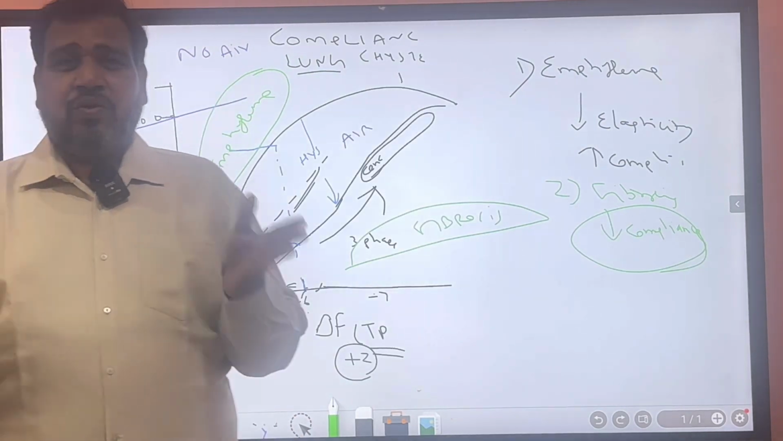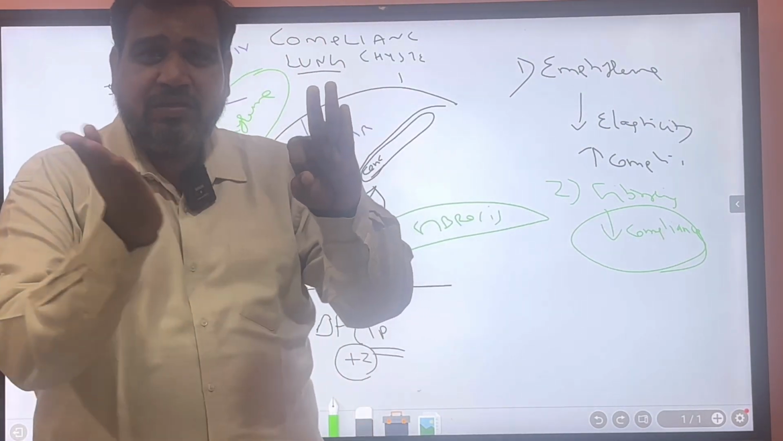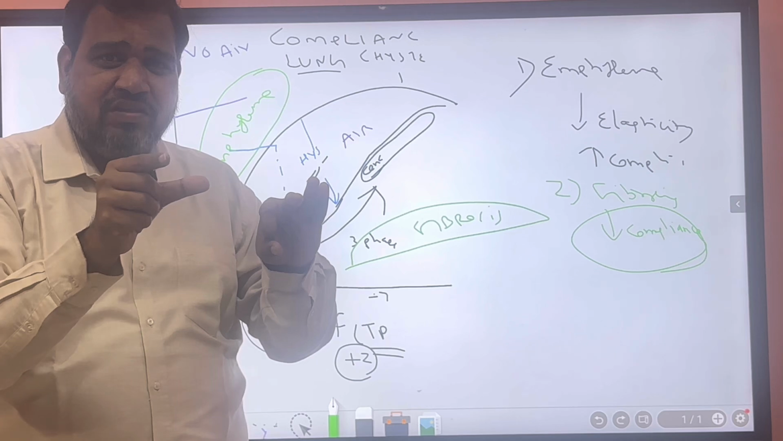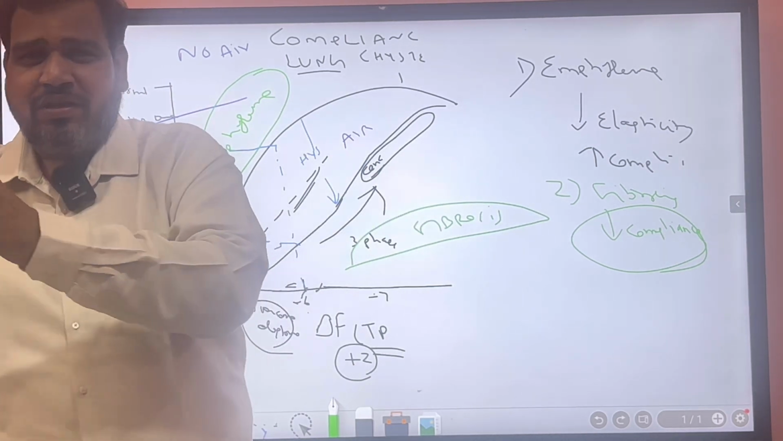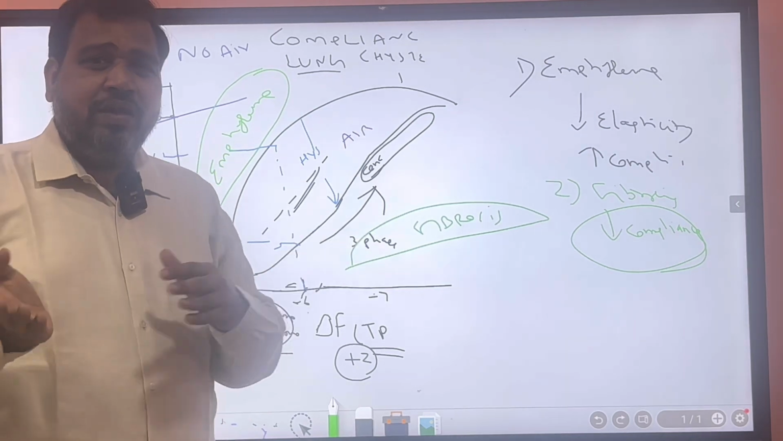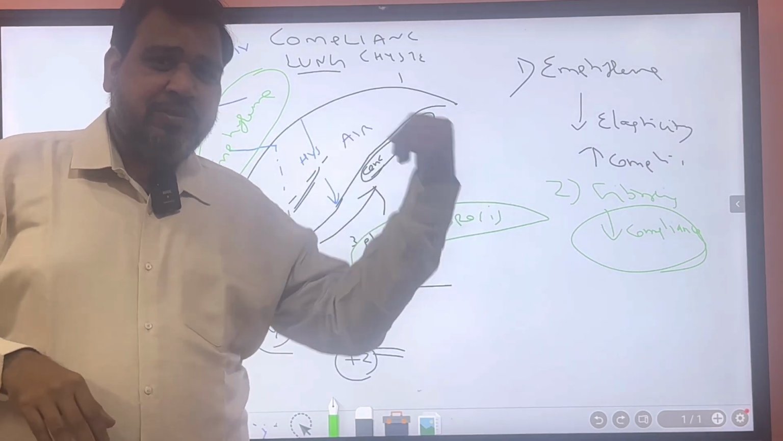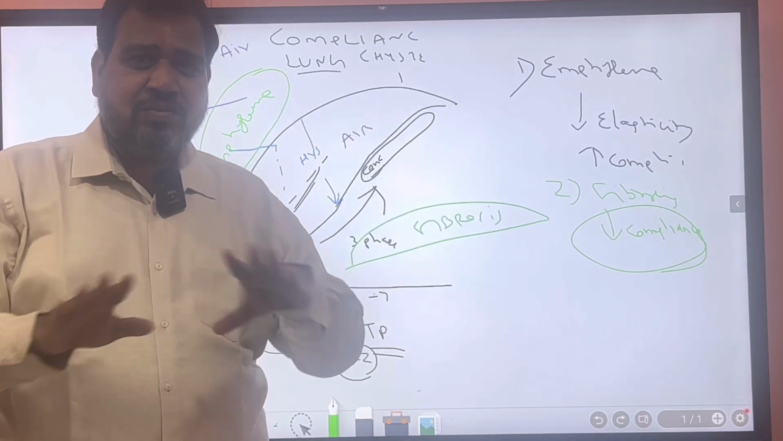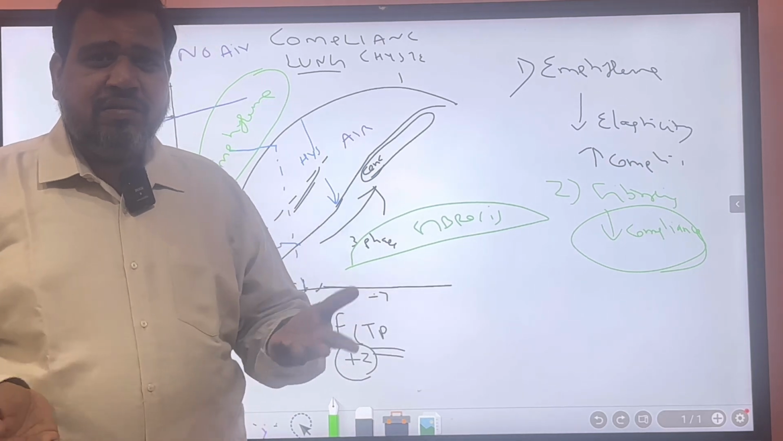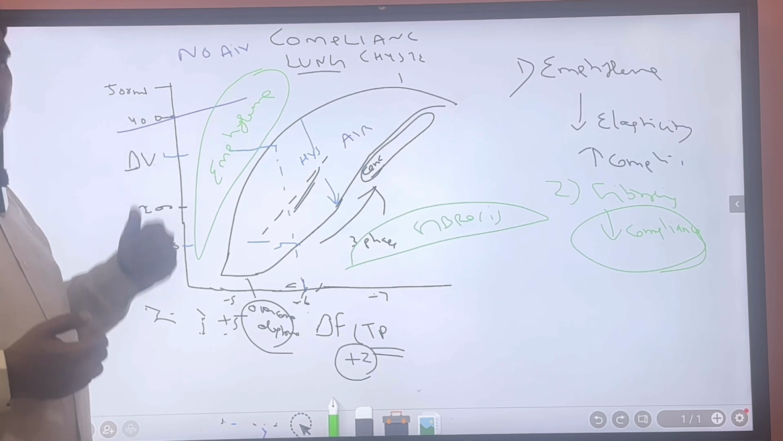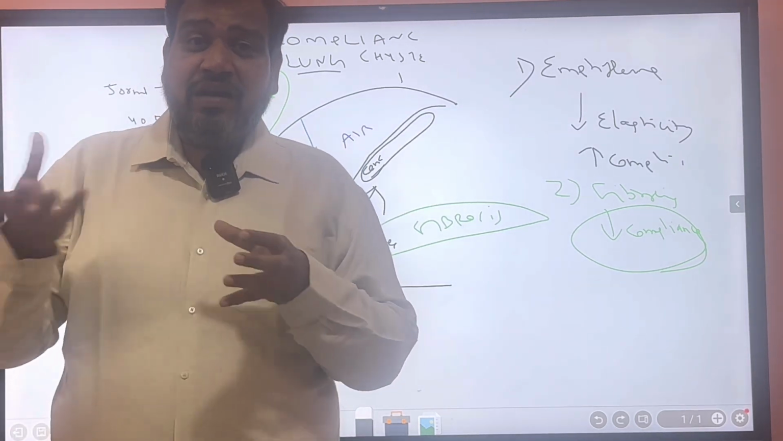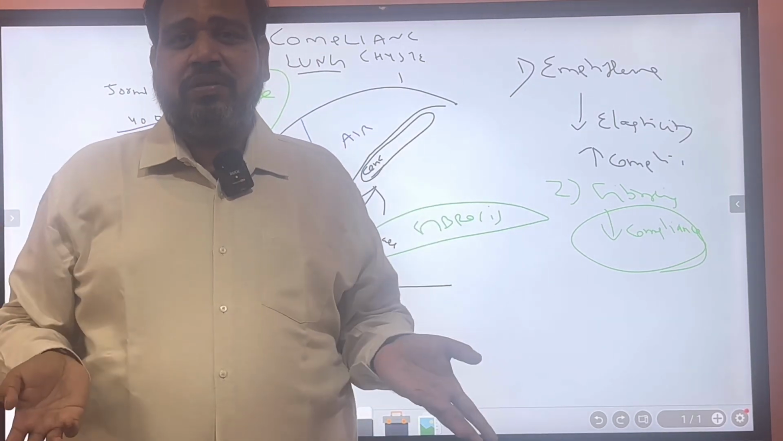So in today's video, we covered the three phases of the compliance curve during inspiration: flat phase, steep rise phase, and again flat phase. We explained the reason superbly with the balloon experiment. Then we explained in detail why the compliance is more during expiration, the cause for hysteresis. Then what happens to the compliance in fibrosis and emphysema. Then what happens to the compliance when I fill the lung with saline.